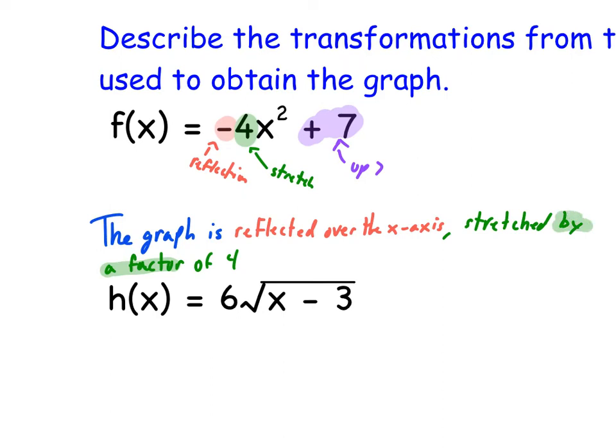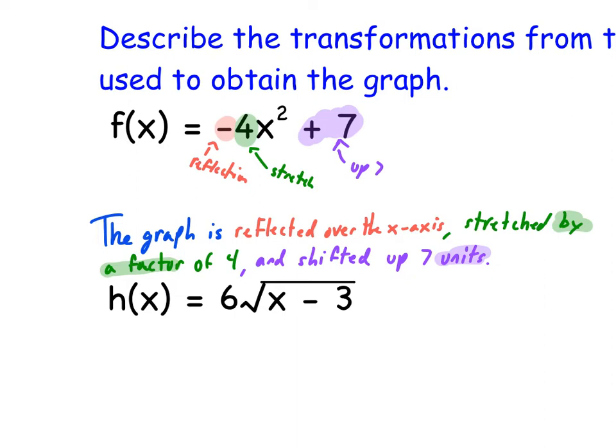And then again, the last thing here, we get a choice. It's either shifted or moved. I like to use shifted, but you need to use one of those verbs, and then direction and distance are required. So up 7, there you go, up 7 units. So again, I'm looking for that word units there as you finish that up. So the graph is reflected over the x-axis, stretched by a factor of 4, and up 7 units.